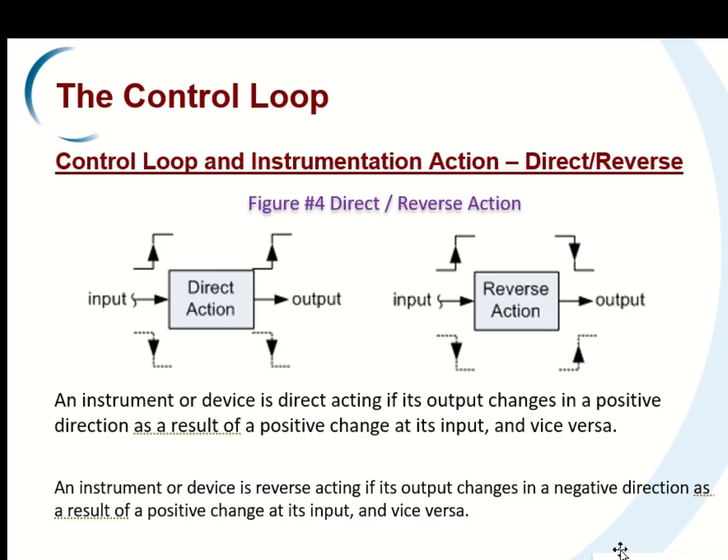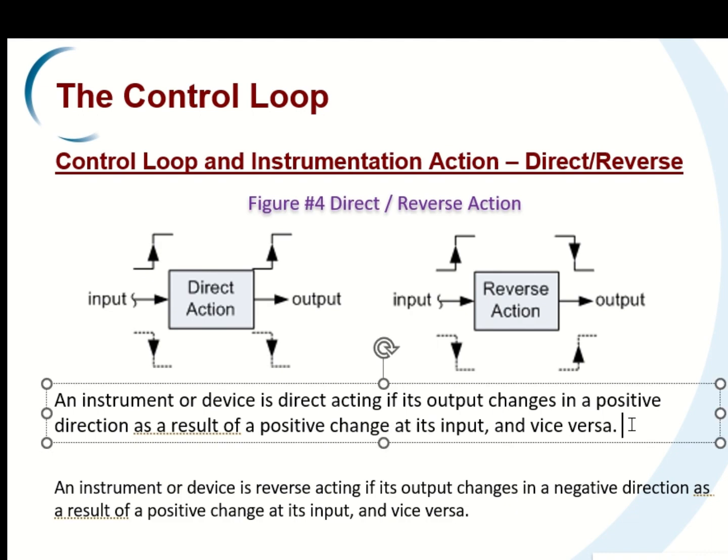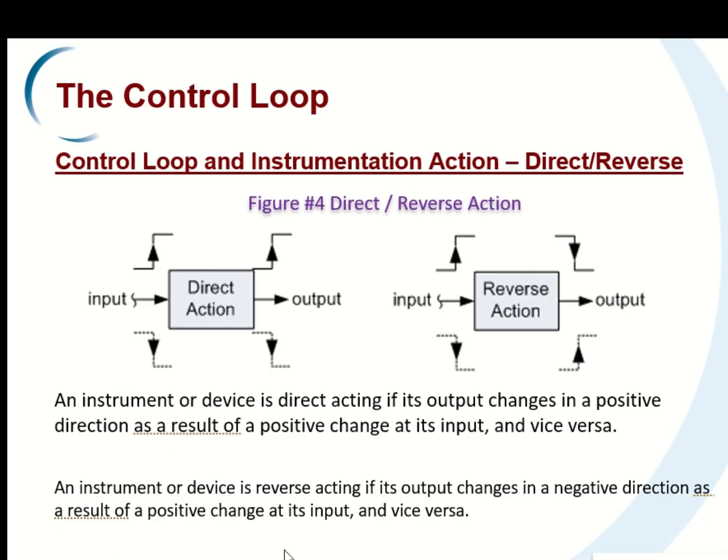An instrument or device is directly acting if its output changes in a positive direction as a result of a positive change at its input, or vice versa. So that's direct acting. The instrument or device is reverse acting if its output changes in a negative direction as a result of a positive change at its input, or vice versa.